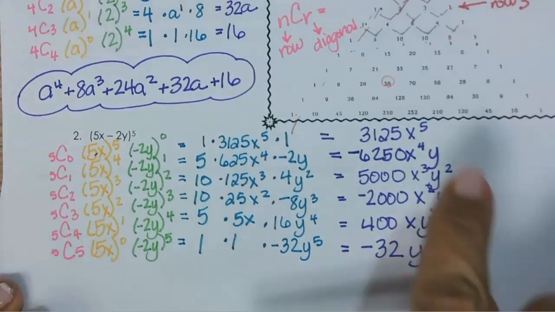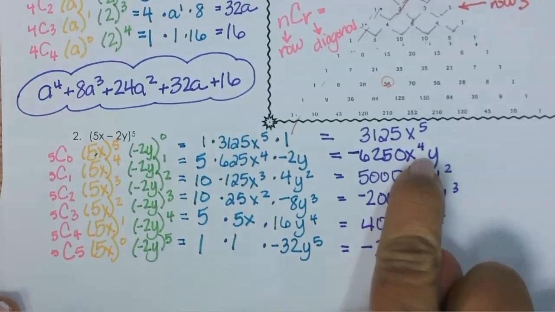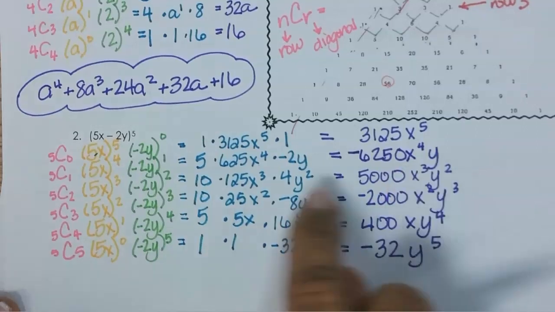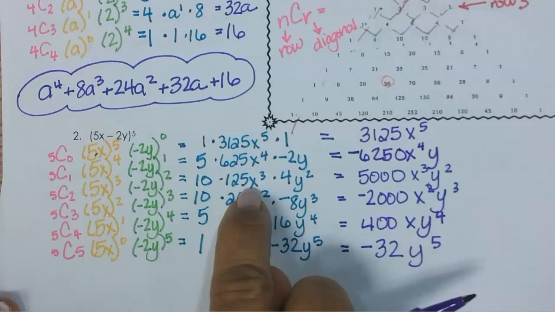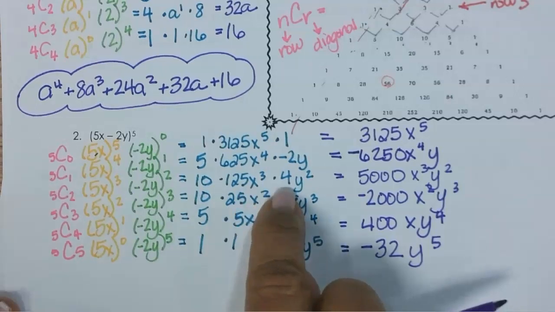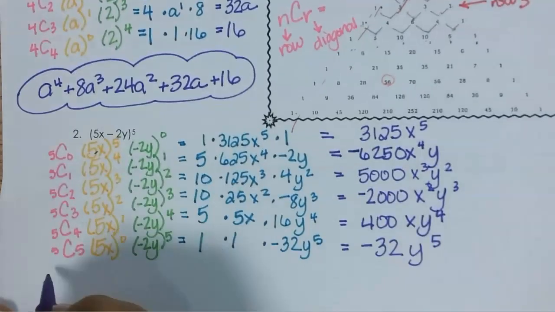Notice that there aren't any numerical values between x to the fourth and y. Like in this question here, I wouldn't want to put 1,250x cubed times 4y squared. Nope, we combine all the numbers together. So let's write that as a polynomial.